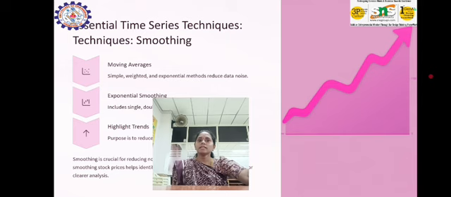Another essential time series technique is smoothing. Smoothing techniques are used to filter out noise or random variations in the time series, enabling analysts to focus on the main trend and seasonal movements. The most commonly used smoothing techniques include simple moving average, weighted moving average, and exponential smoothing.